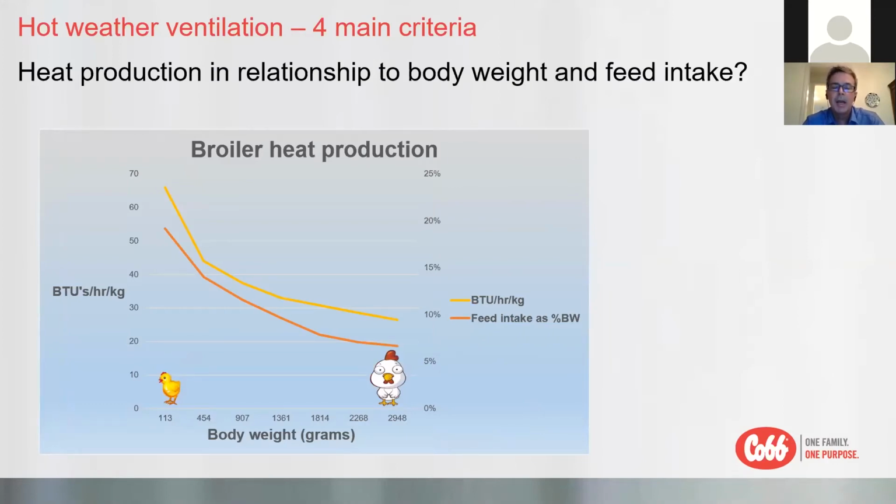As the broiler ages, and as you can see on this little graph, on the horizontal axis we have body weight, and on the vertical axis we have BTUs per hour per kilo. On the right-hand side, we have another axis that shows feed intake as a percentage of body weight. As the bird gets bigger, its intake as a percentage of its size decreases. That's why the BTUs per hour per kilogram of the 1.8 kilo bird is less than a baby chick.